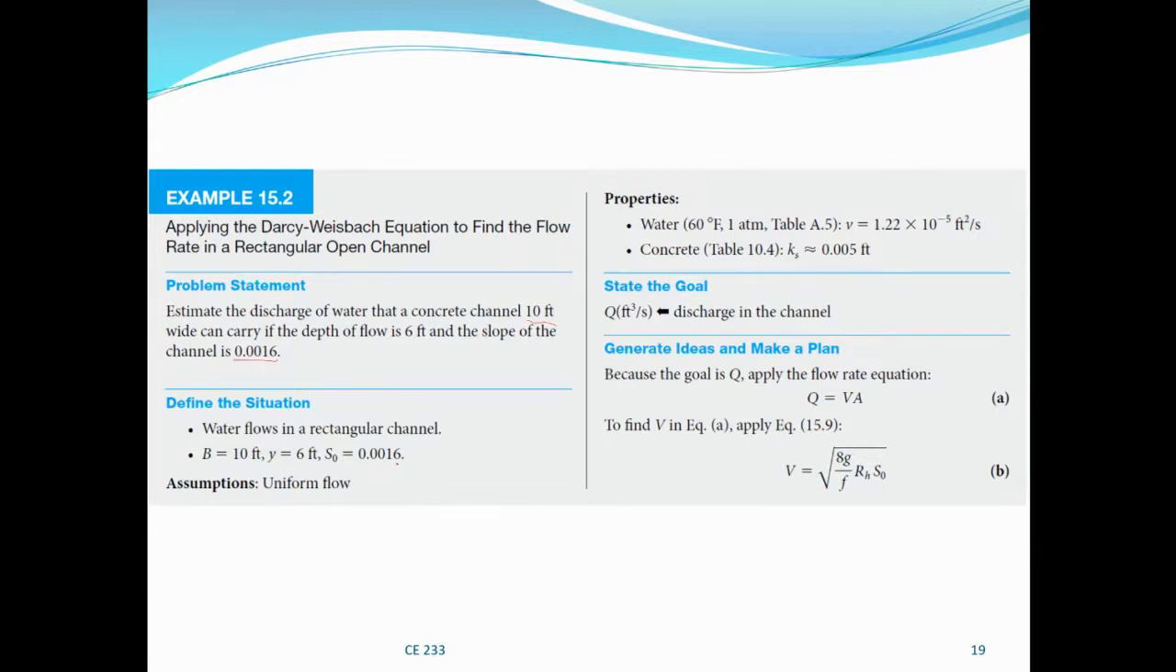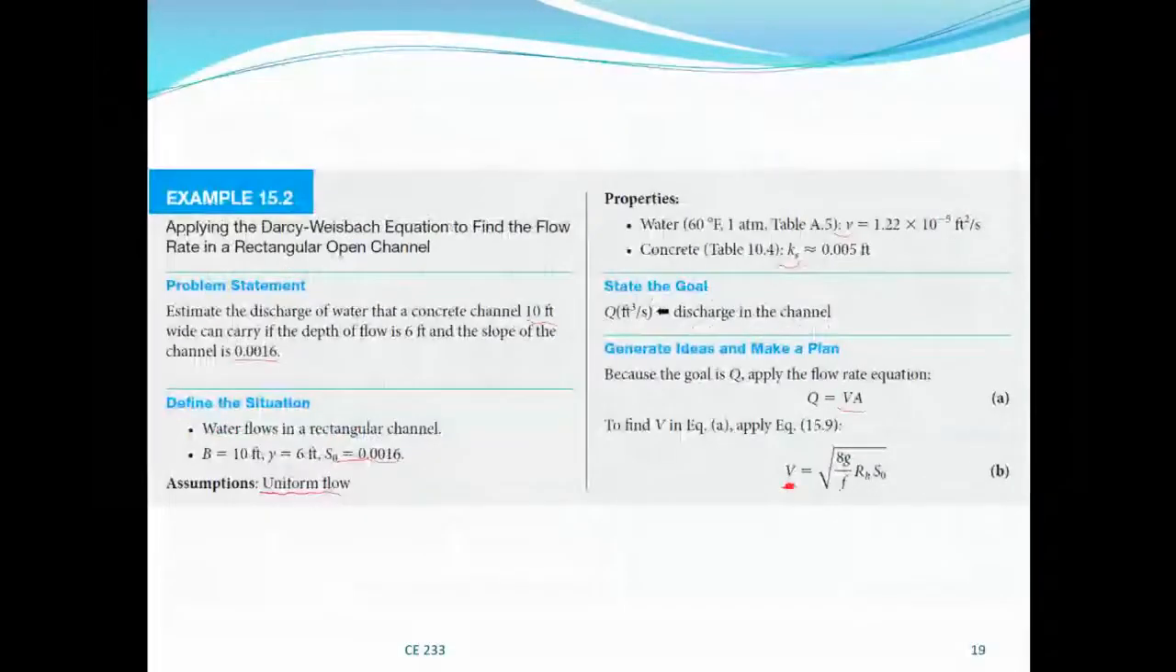So here we have the bed slope. Here, assumption, we are assuming uniform flow. Okay, we are assuming uniform flow. And for concrete, the properties: the roughness size, this is the roughness, and this is the kinematic viscosity. And to find the discharge, we use Q = VA. To find the velocity, we use this formula.